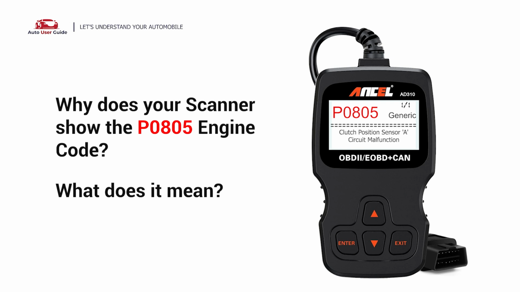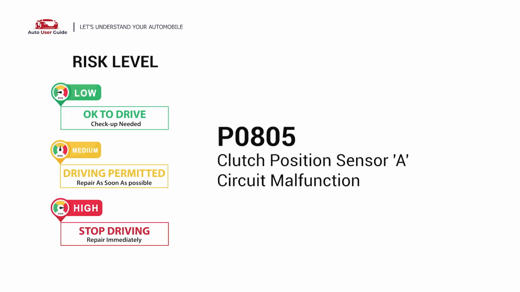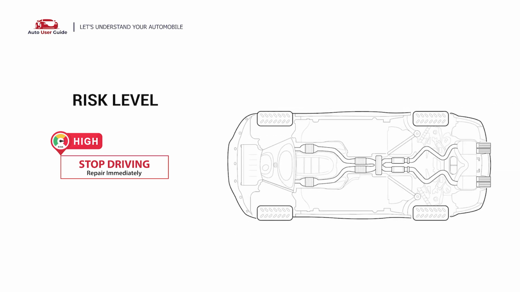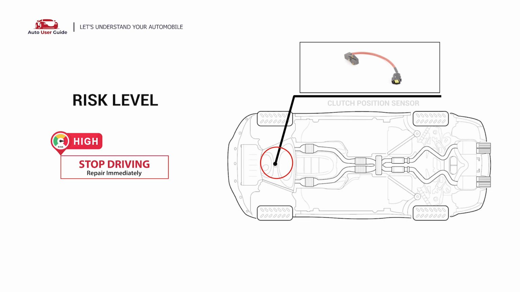Why does your scanner show the P0805 engine code? What does it mean? P0805 is a diagnostic trouble code for clutch position sensor A circuit malfunction. It indicates that the ECM has detected a problem with the clutch position sensor in a manual transmission vehicle. Under this circumstance, stop driving and repair your vehicle immediately.